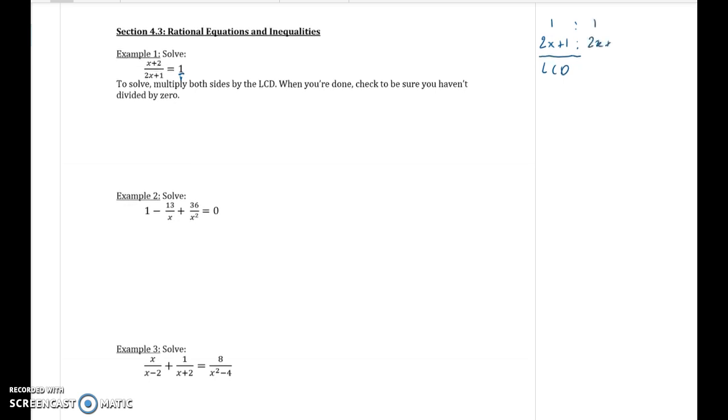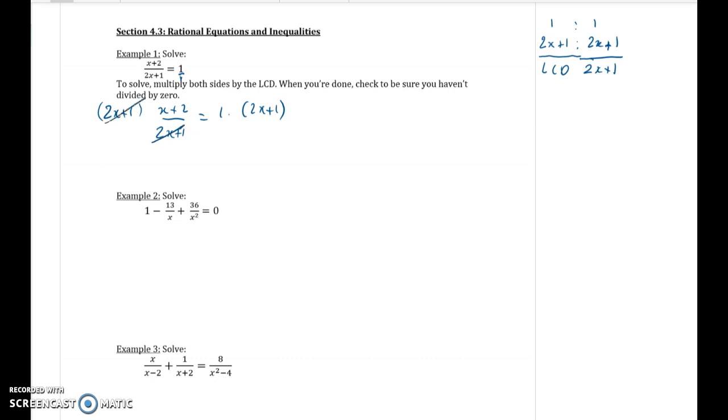Anyway, at the end of the day, when I completely factorize 1, it's going to be 1, and 2x plus 1, there's nothing that I can factor, so it's going to be 2x plus 1. And so my LCD is going to be 2x plus 1. So when I multiply 2x plus 1, my fraction (x plus 2) over (2x plus 1) equals 1 times 2x plus 1, because I need to multiply by the LCD both sides.